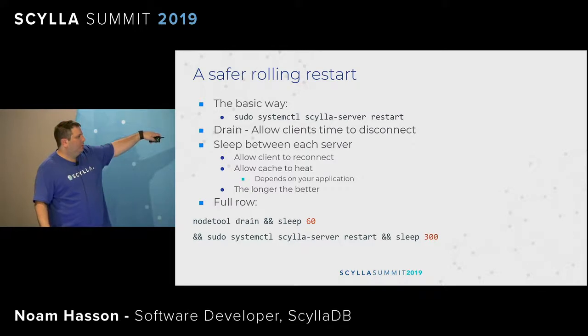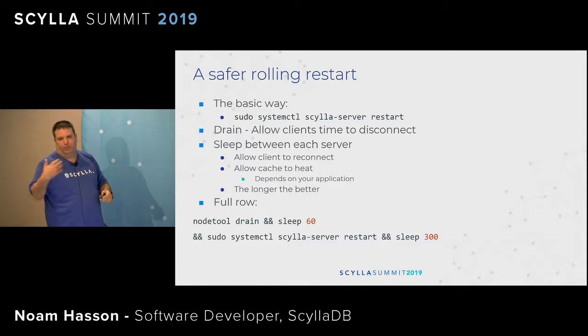This is basically the gist. If you have any script that loops over the servers and runs an SSH, this is the command you want to run. You do the drain, you wait another 60 seconds just to be safe, you restart Scylla, and then you sleep for another 5 minutes before you jump to the next server.